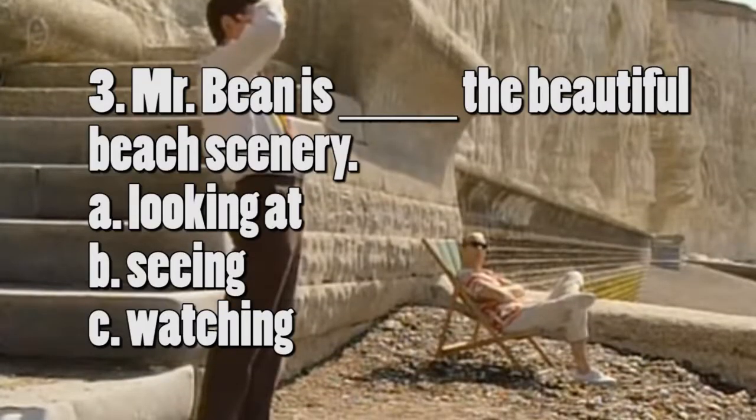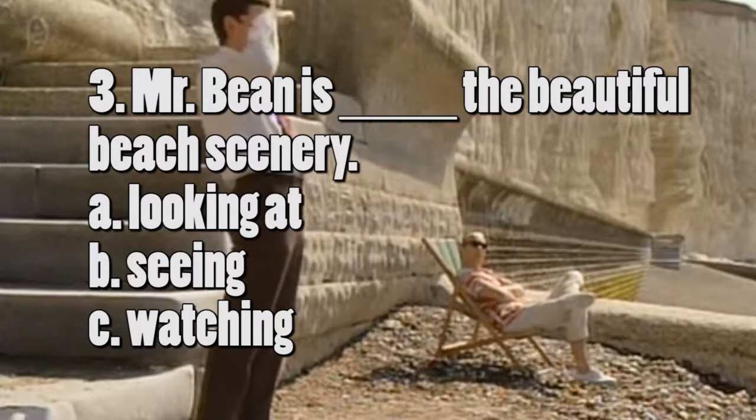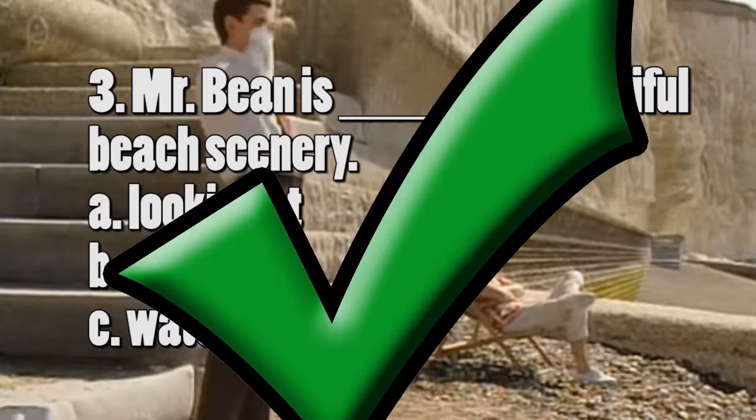Number 3. Mr. Bean is the beautiful beach scenery. A. Looking at. B. Seeing. Or C. Watching. The correct answer is A. Looking at. Mr. Bean is looking at the beautiful beach scenery.